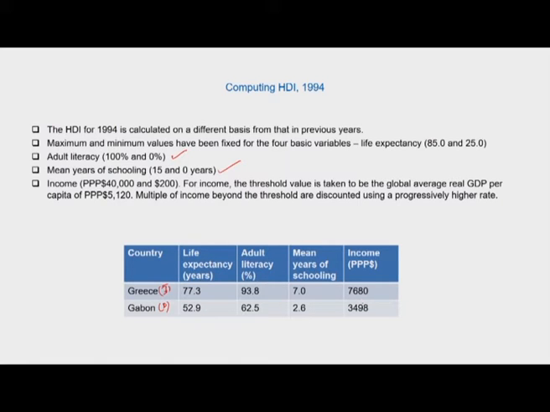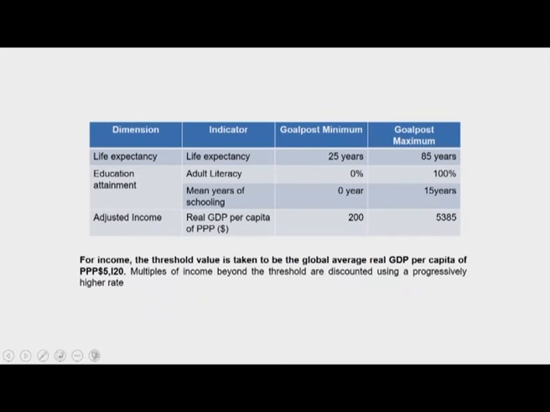The income of Greece is almost double that of Gabon. Now these are the dimensions: life expectancy, educational attainment, and adjusted income, and these are the goal posts. In 1994, the goal posts were fixed, the minimum and the maximum. The minimum life expectancy was fixed at 25 years, and the maximum at 85 years.